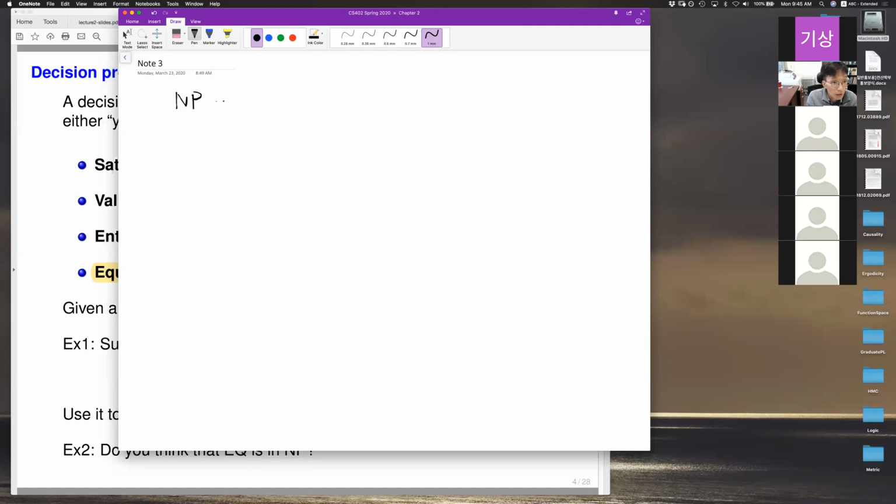means it doesn't mean not polynomial. It means polynomial in a non-deterministic Turing machine.